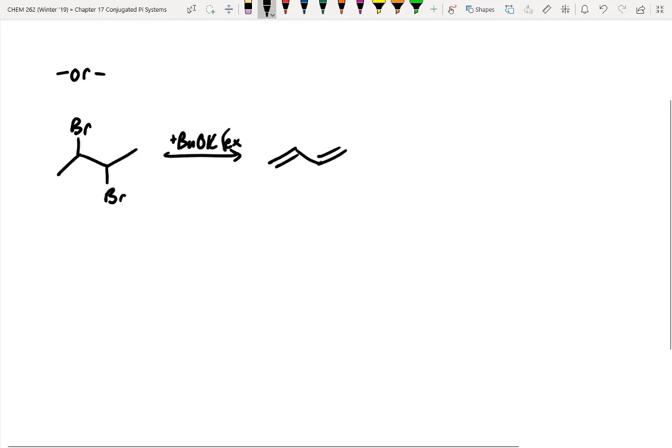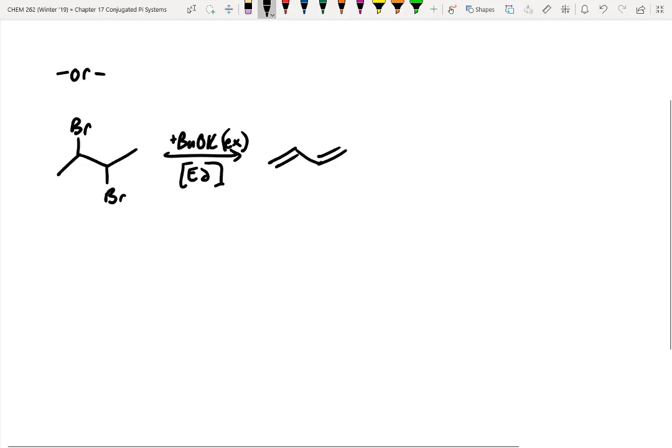Why are we going to avoid using something like sodium hydride? It would favor the Zaitsev product, and we want the Hofmann elimination product. So we do need to typically use a big bulky base to favor our Hofmann elimination product.